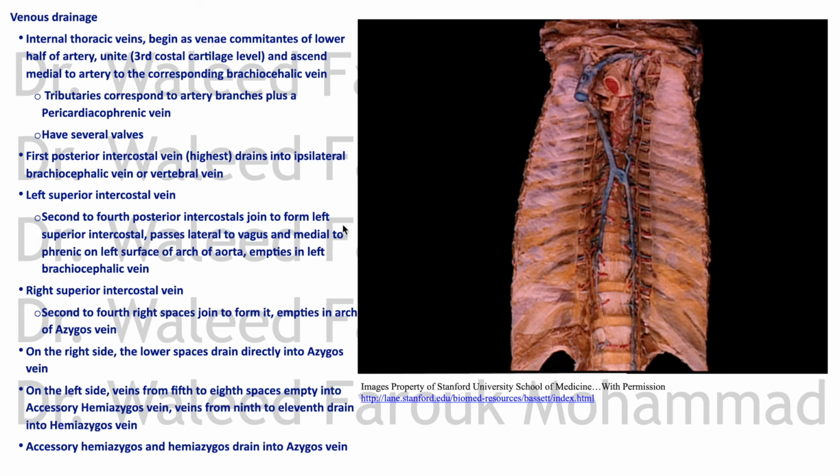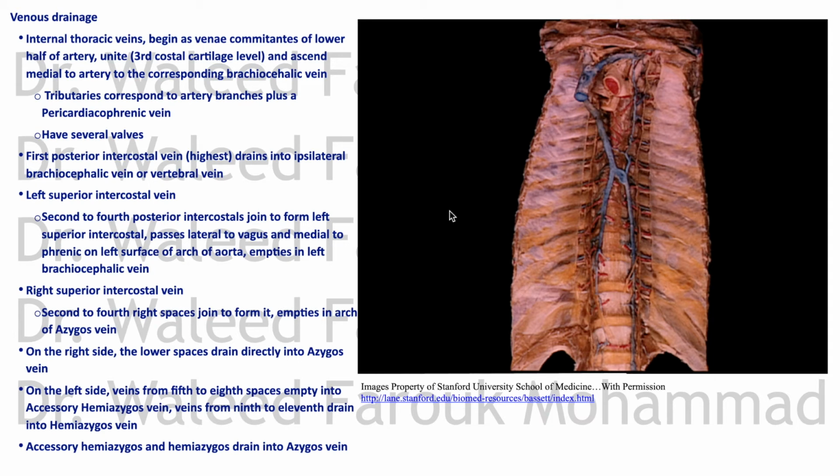Venous drainage. The internal thoracic vein, of course, begins as venae comitantes to the artery, and then unite into one vein, it's not here, of course, into one vein that is medial to the artery as they ascend, and drains the intercostal spaces the same way as the branches of the internal thoracic artery. And they have several valves, the internal thoracic veins.